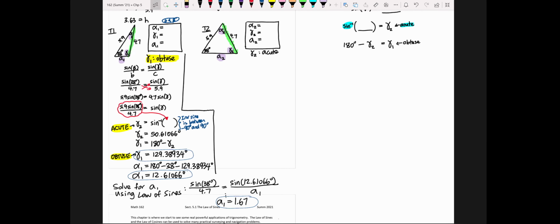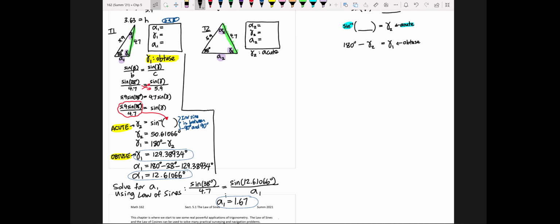Okay, so we use law of sines to find gamma, and we have two gammas. We have gamma 1 and gamma 2. Gamma 1 is the obtuse angle, gamma 2 is the acute angle. Then once we have gamma, we can find alpha. Once we have alpha, we can find A.